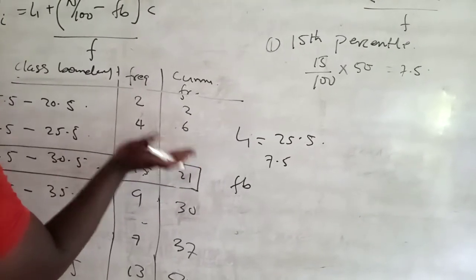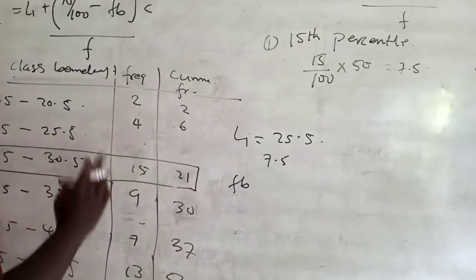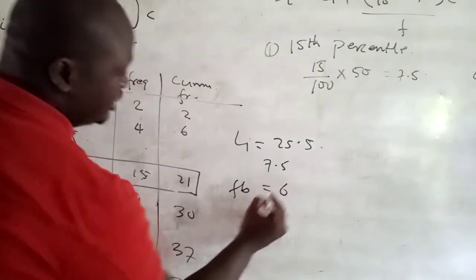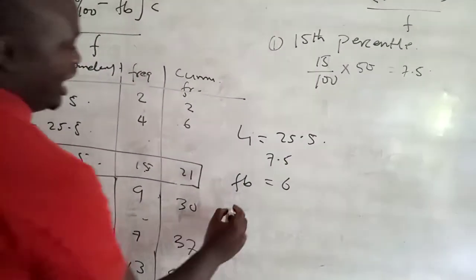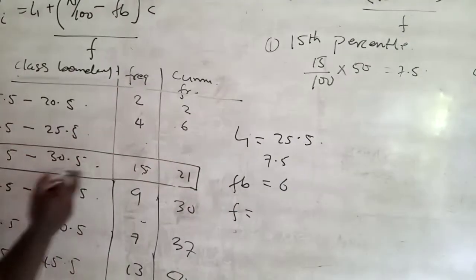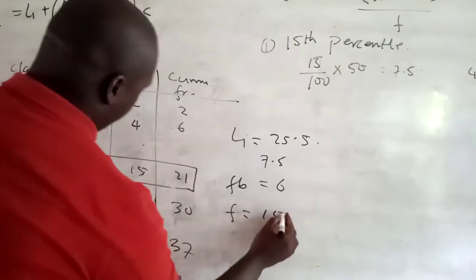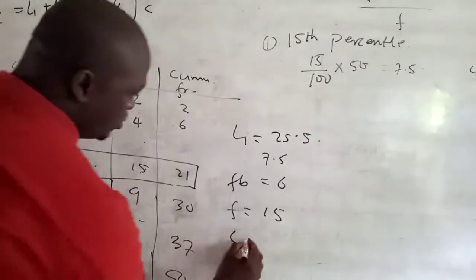Before the nth percentile, which we have already gotten. So FB is what? 6. And then we have the frequency. The frequency here is what? 15, right? Good. And our class width is what?